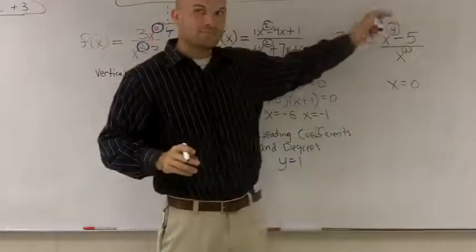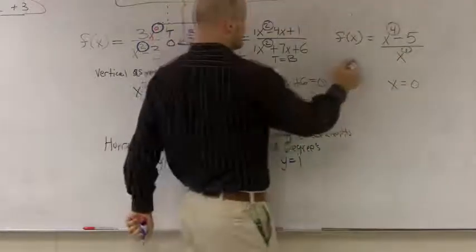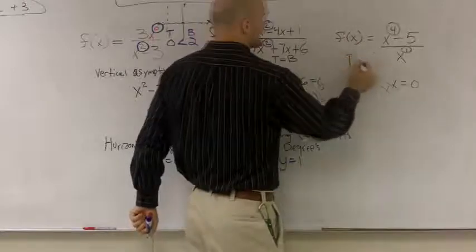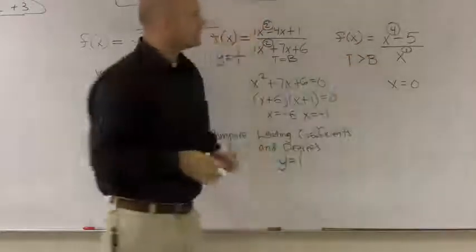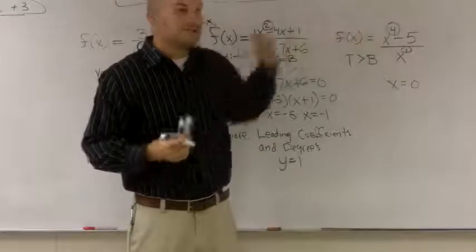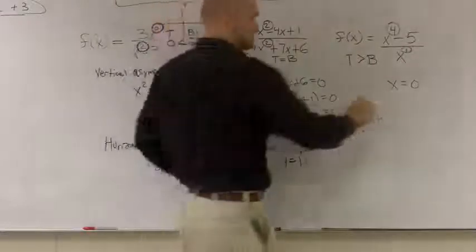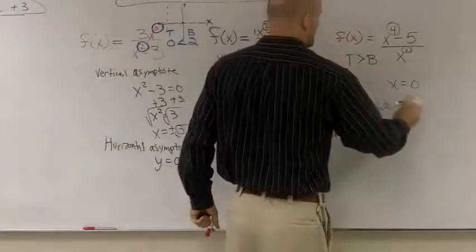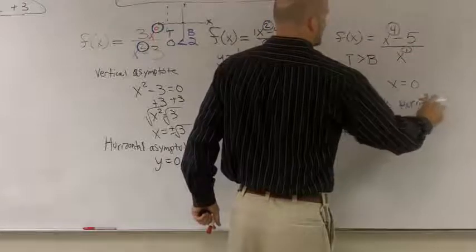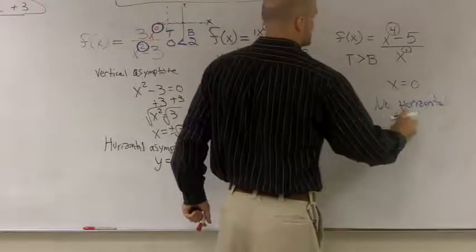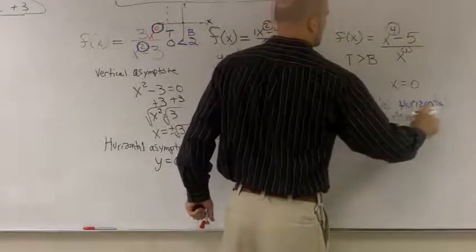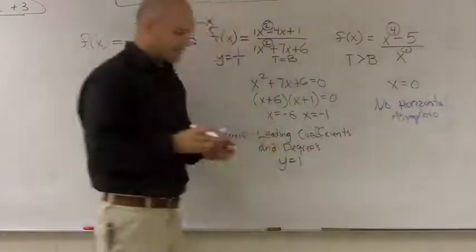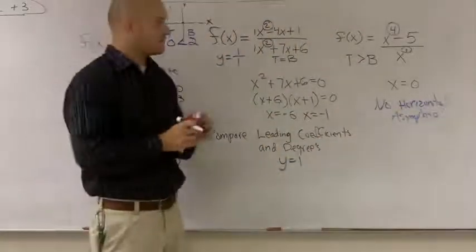Whenever the top degree is larger than the bottom, there is no horizontal asymptote. That means there's going to be a slant asymptote, which we'll show in another video.